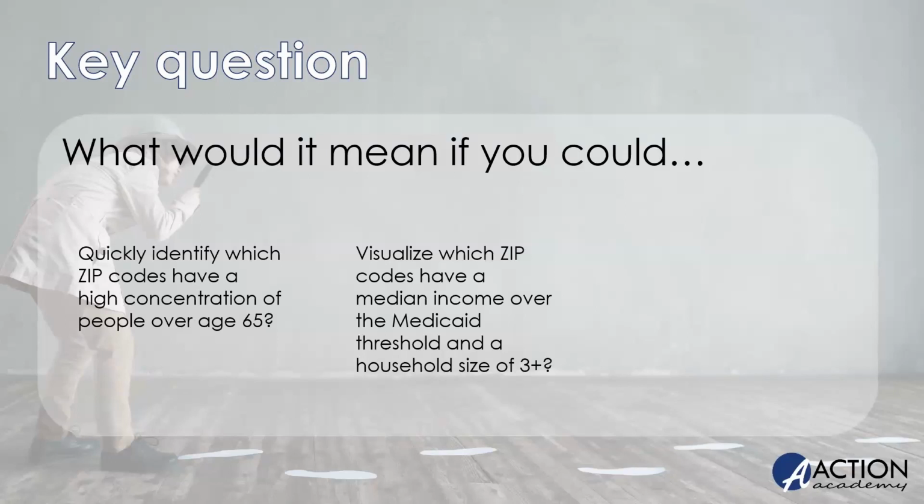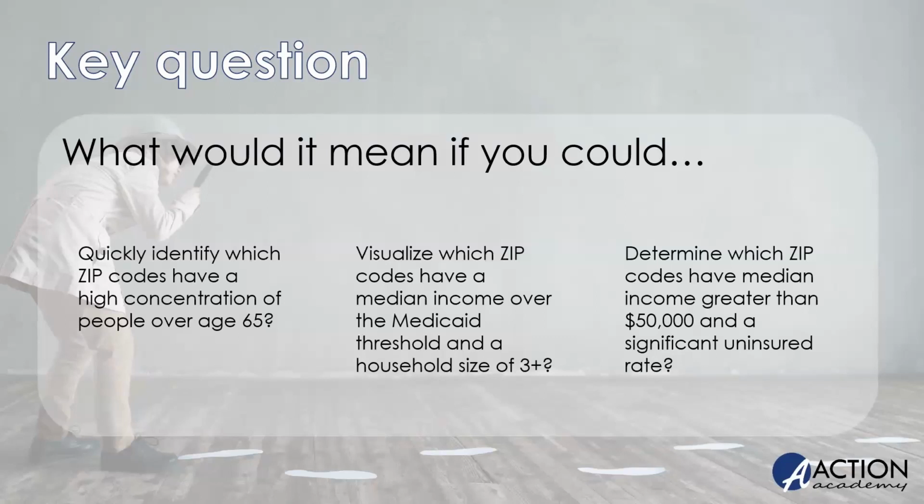So if you could zero in on some families. Or what would it mean for your business if you could determine which zip codes have a median income greater than 50K and a significant uninsured rate? What would any of these mean for your business? Go ahead and put a few words in the chat here. Let me know how these might help you.